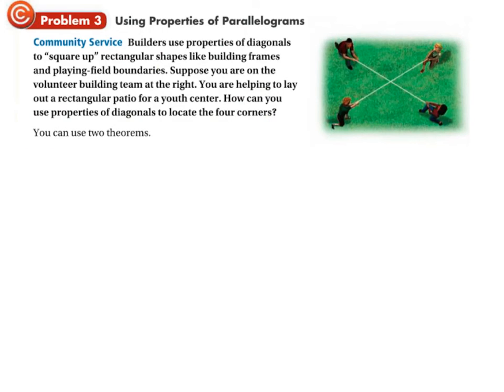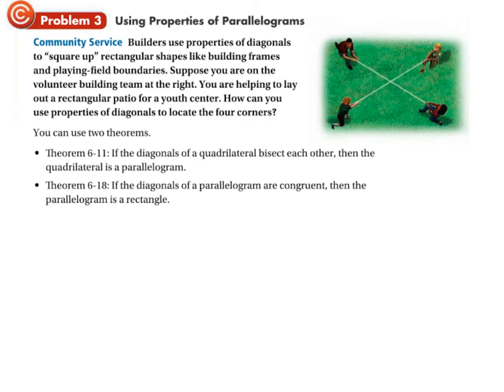The first one says that if the diagonals bisect each other, then the quadrilateral is a parallelogram, okay? And if the diagonals of a parallelogram are congruent, then it is a rectangle. So what do we do? Well, this is how you do it.